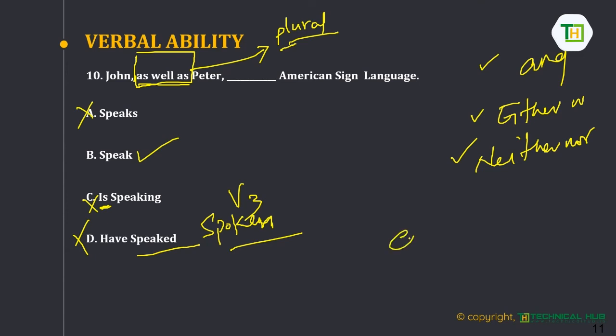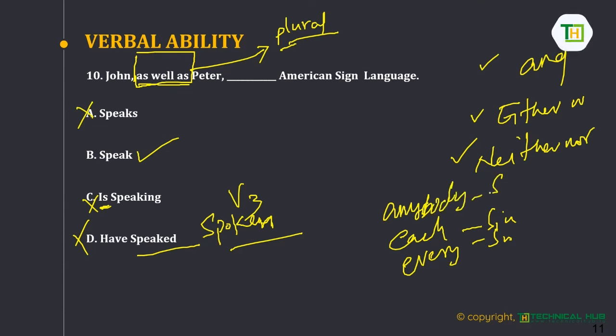For example, you get "each". Each means a singular verb will come, and every means again a singular verb comes. Each, every, anyone, or anybody, all these take a singular verb. So these are the rules.